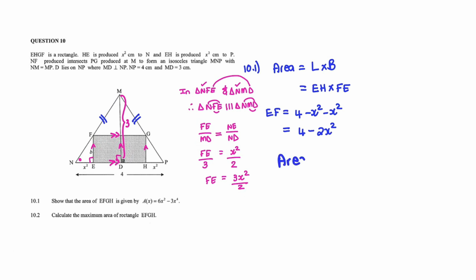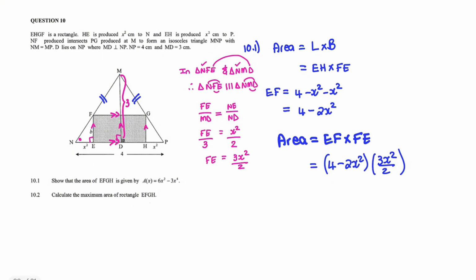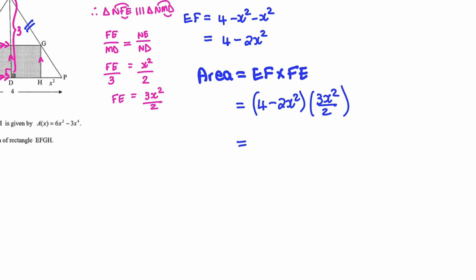So the area of the rectangle is EF times FE. So we have EF as 4 minus 2x squared multiplied with 3x squared over 2. Now let us expand that quickly. So we have 4 times 3, which is 12x squared over 2, minus 2 times 3, which is 6x to the power of 4 over 2.